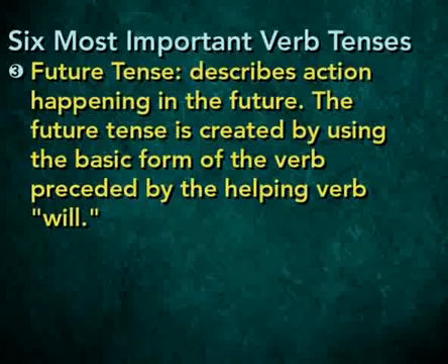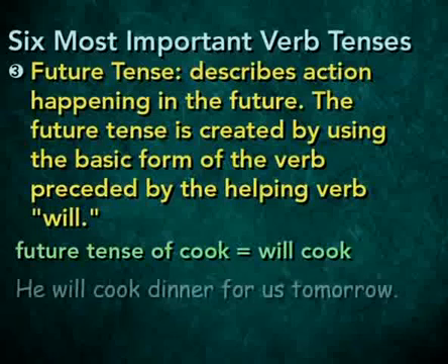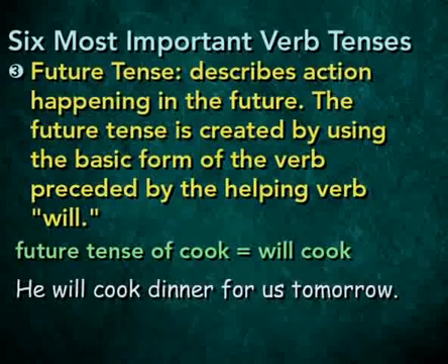So the future tense of cook would be will cook, and we might say, he will cook dinner for us tomorrow. We're using the future tense because we're describing something that will happen in the future, namely tomorrow. And we use the basic form of the verb, cook, and precede it with the helping verb, will.